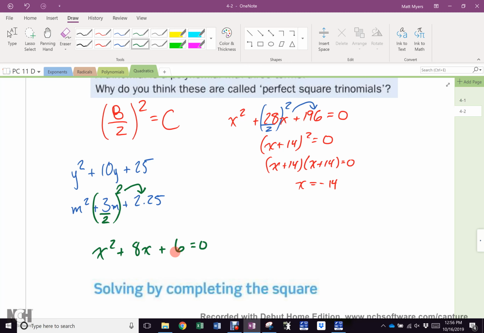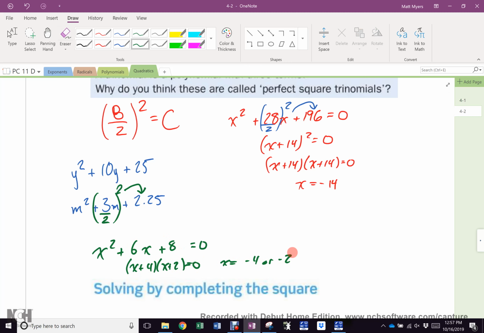Factoring. Because that is x plus 4. Sorry, that one doesn't work. I needed it to be this. X plus 4, x plus 2 equals 0, and x equals -4 or -2, right? If we can factor it, we can solve it. If it's a perfect square, we can solve it, yes?